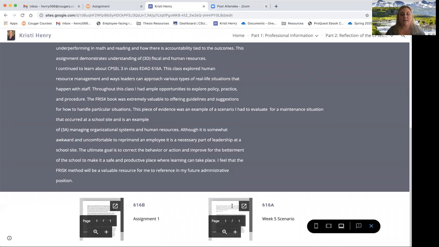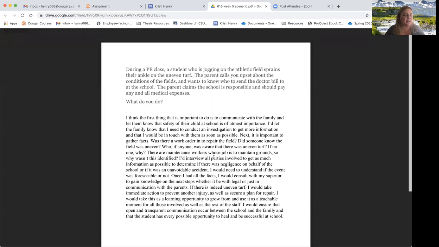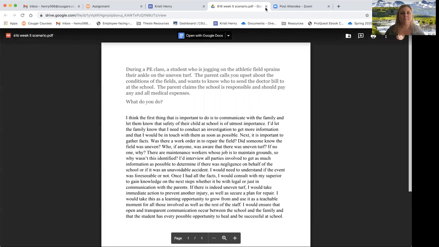And my next artifact here is from 616A as the week 5 scenario. In this particular class, we had a lot of these scenarios that we would have to evaluate as a school leader, what we would do. This piece of evidence was an example of a scenario I evaluated, completed for a maintenance situation that occurred at a school site. And it's an example of 3A, managing organizational systems and human resources.